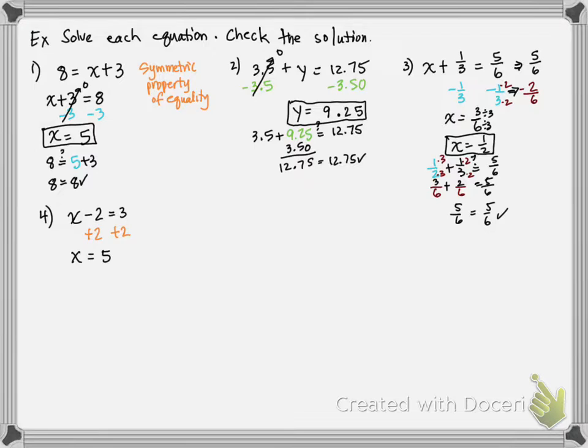Let's see. Is 5 take away 2 equal to 3? So 5 take away 2 is 3. And I get 3 equals 3. So that proves my answer is 5.